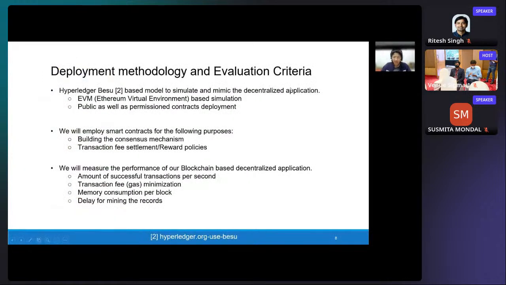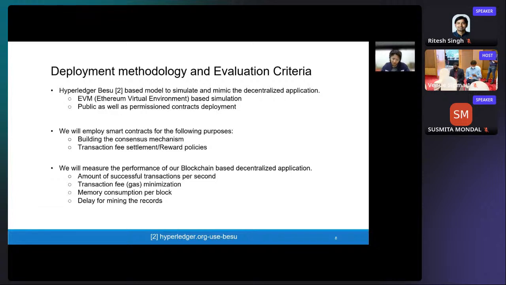For the deployment and evaluation criteria, we would like to use Hyperledger Besu because it has an Ethereum virtual machine environment for both the public and the permissioned network. In our smart contracts, we'd like to build a consensus mechanism with that, and we would like to design our reward policies with the help of that.